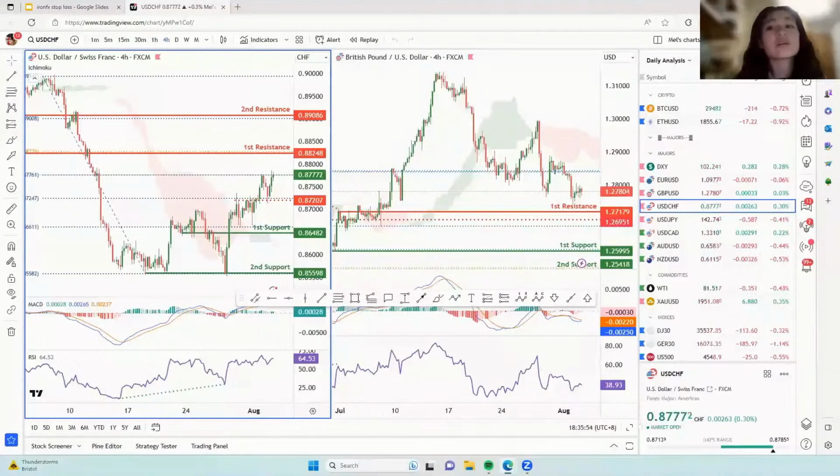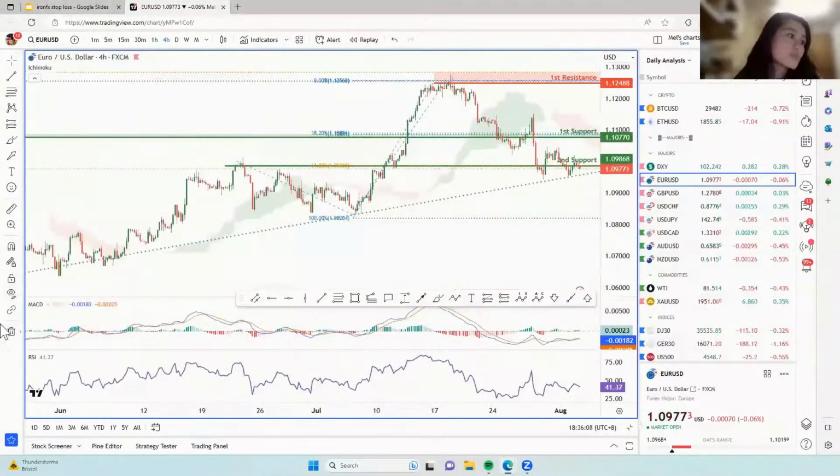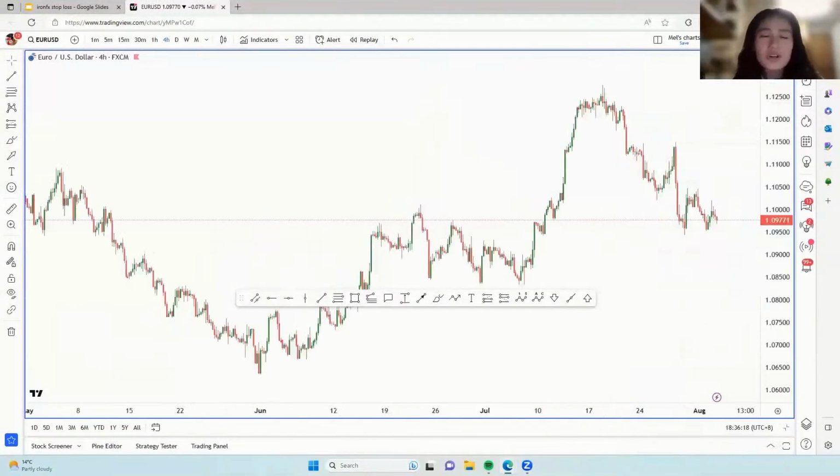Okay, I think in the meantime, let's go ahead and just take a look at maybe euro dollar. Okay, if there is any other commodity or currency pair you'd like to see, feel free to let me know in the chat.